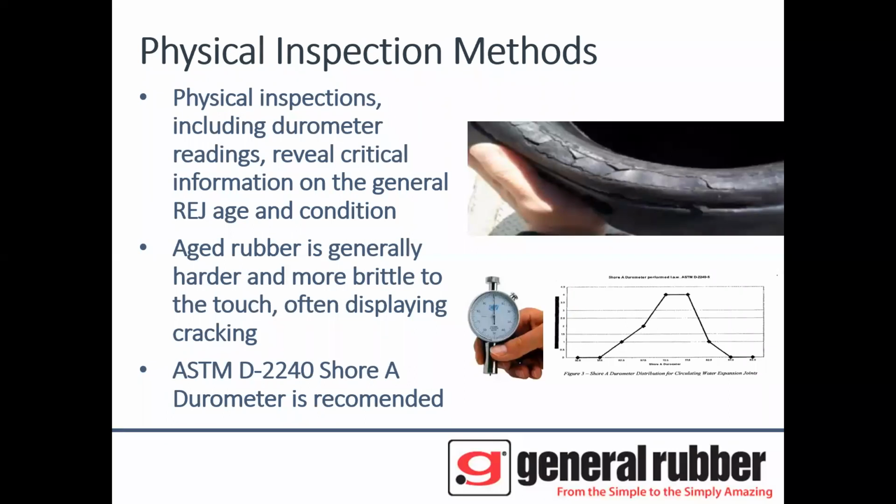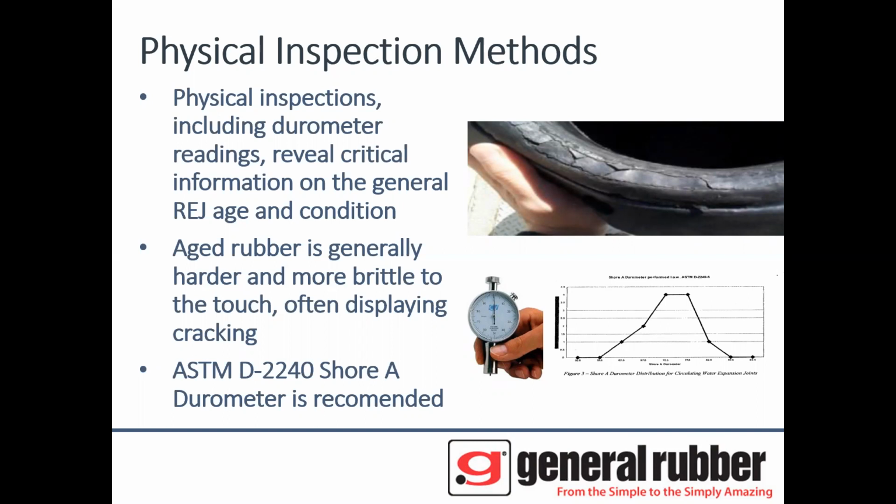inspection can be done with a Shore A durometer reading. You can see the dial gauge in the photo. It's a very inexpensive tool for measuring the hardness of the joint. You can get it for less than $50 on Amazon.